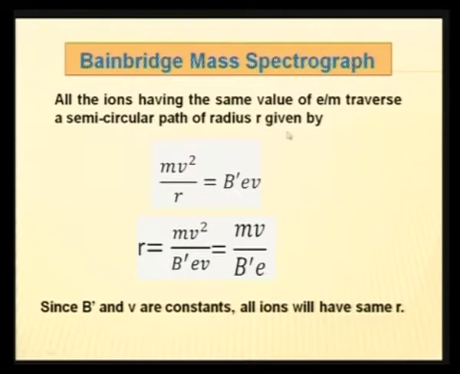So how do you get the expression? mv square by r will be equal to B prime ev. From this you can determine the value of r. r will be equal to mv square by B prime ev. So you can cancel this v square with the v here, and you are left with v in the numerator: mv divided by B prime e. That gives you r, the radius of the semicircular path.